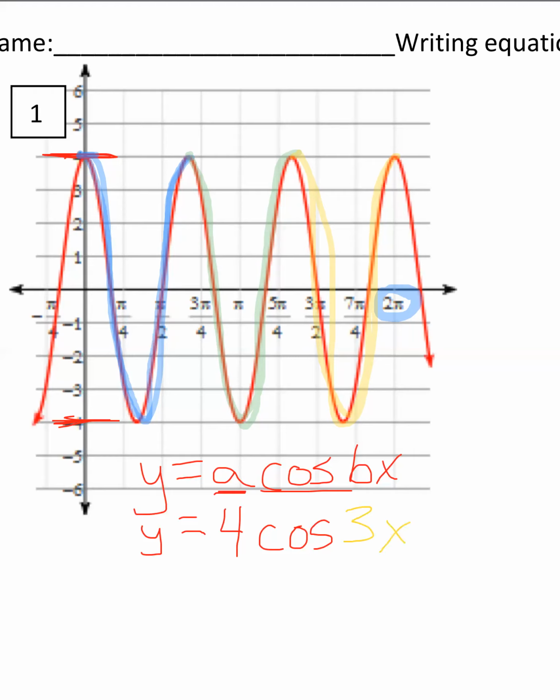And that whole thing is my answer right there. That's it. You're done. Y equals 4 cosine 3x. All right, let's try number 2 and see how that goes.